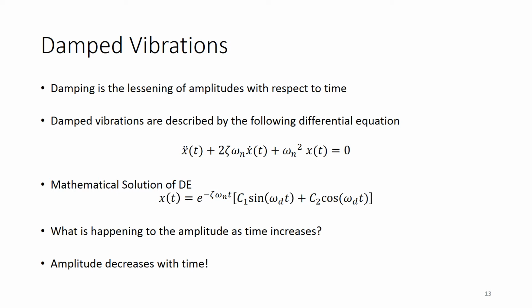We also have the mathematical solution of the differential equation. X of t is equal to exponent negative zeta omega n t times c1 sine omega d t plus c2 cosine omega d t. The exponent negative zeta omega n t term means that the amplitude is decreasing exponentially with time. So we will see that in the next slide.